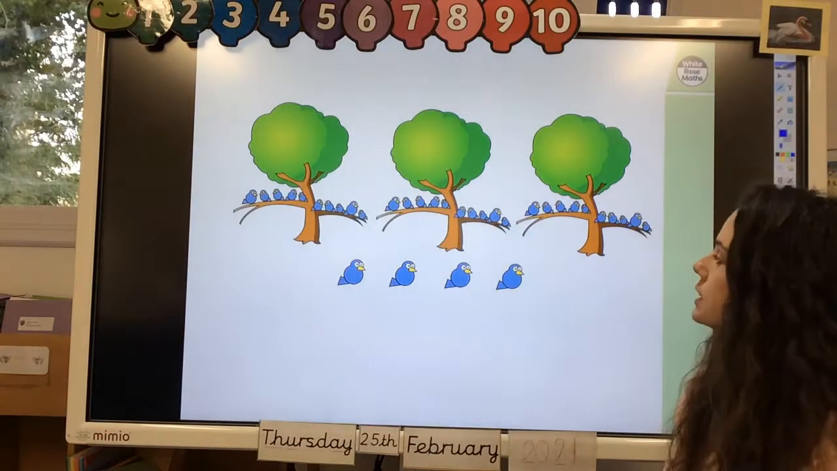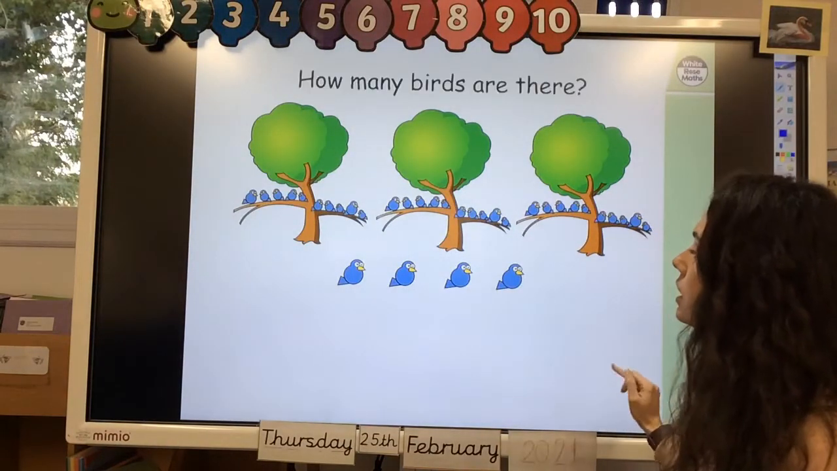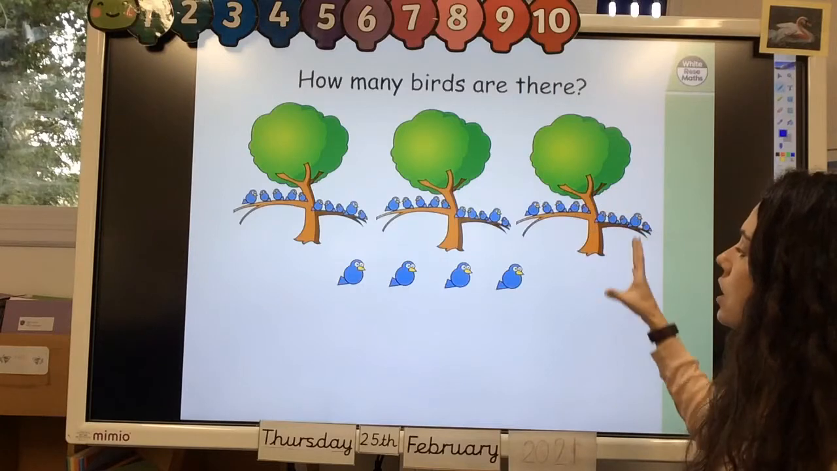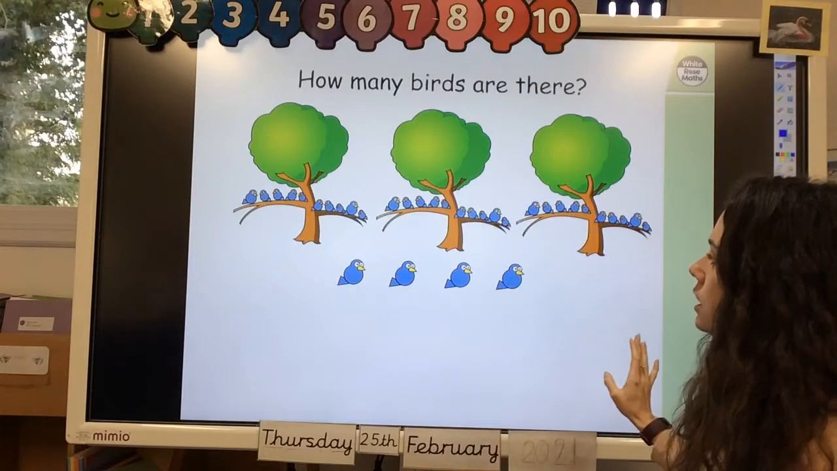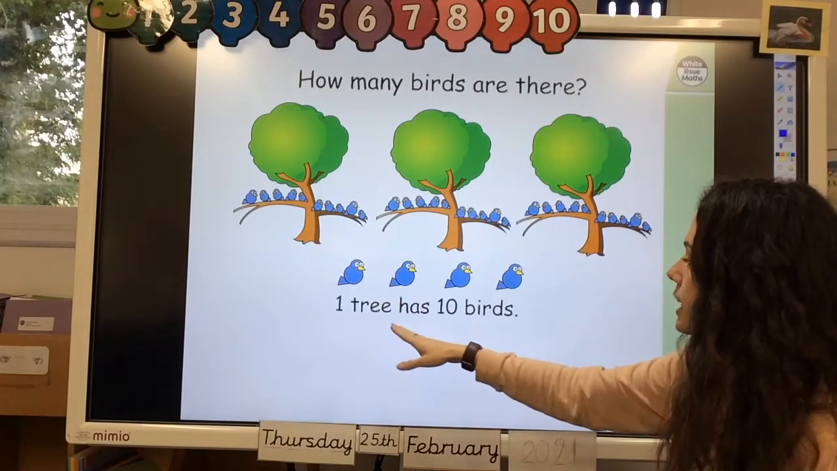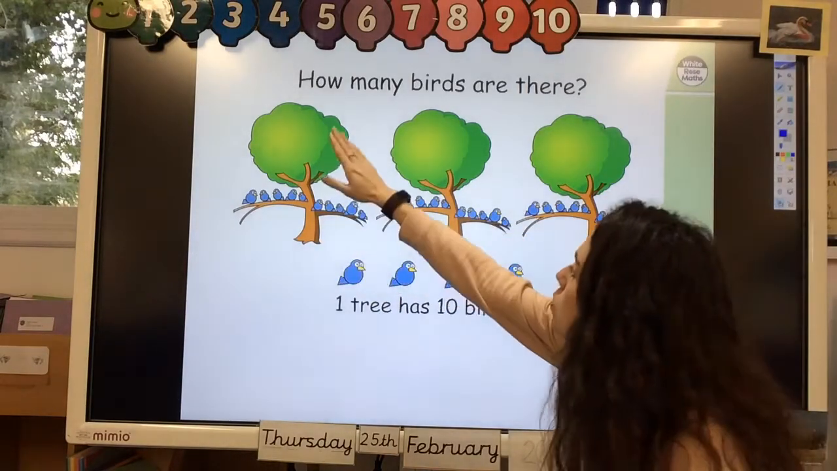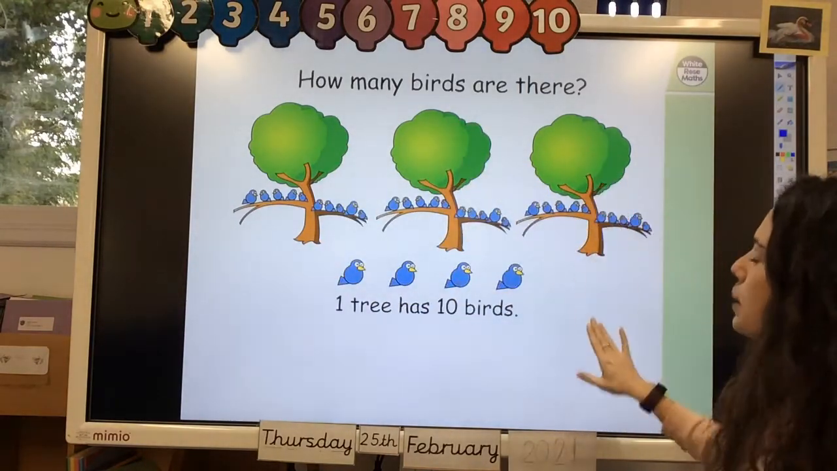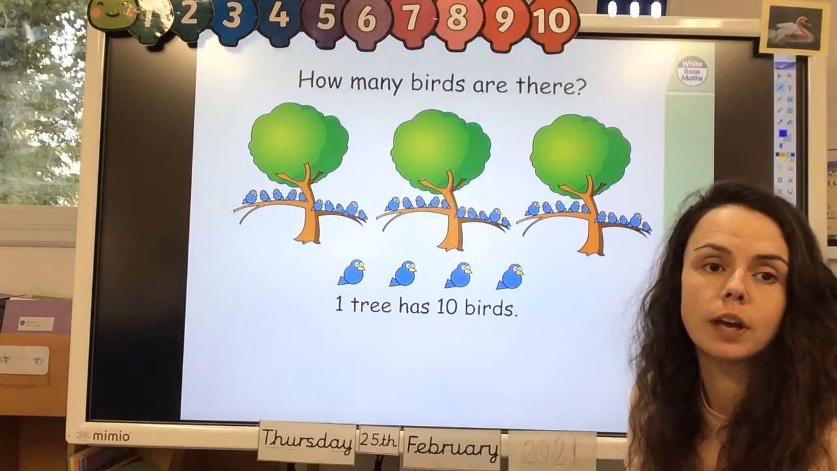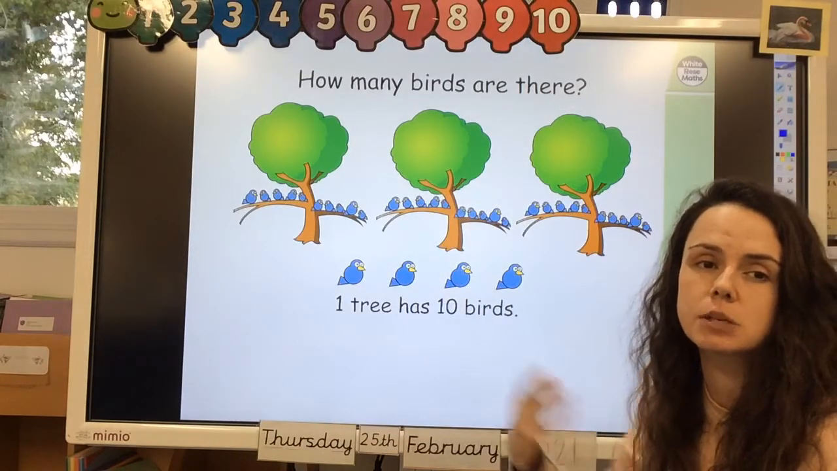Now let's go on. Today's learning. Oh, we've got some birds. Now, how many birds are there? So one tree has 10 birds. One tree, 10 birds, 10 birds, 10 birds. So we know that we can then count in tens to make it easier.